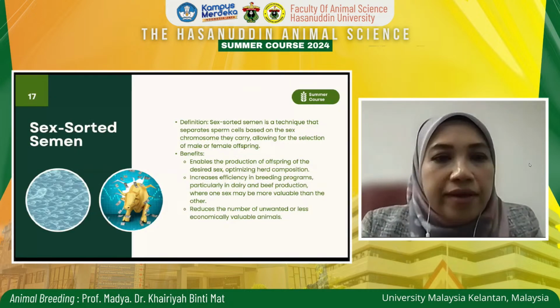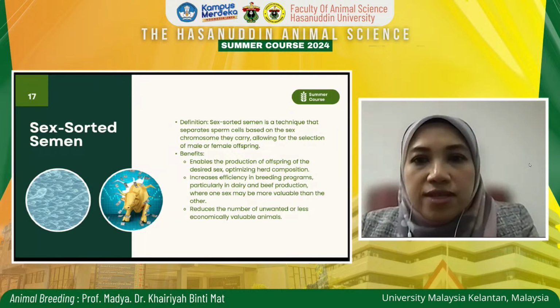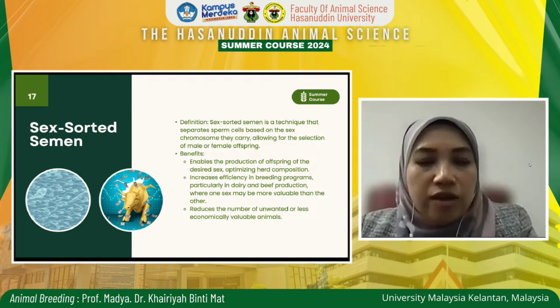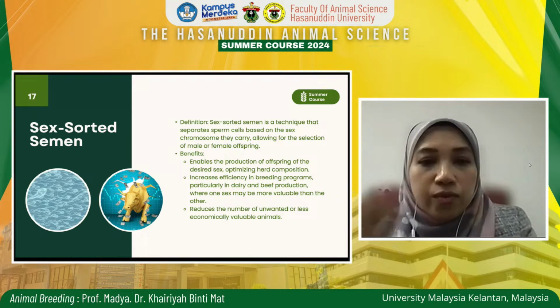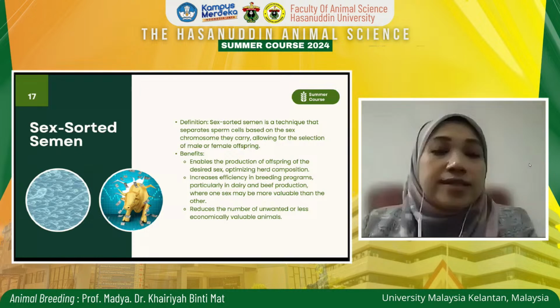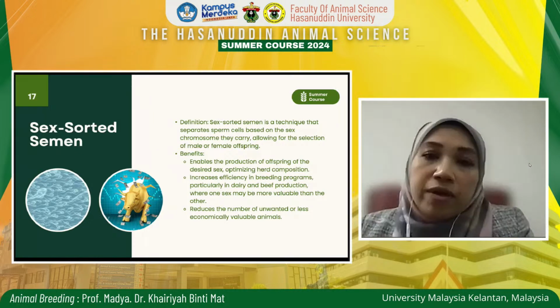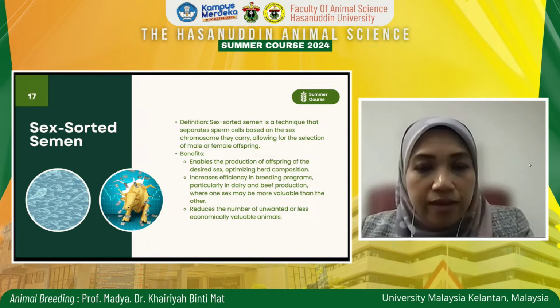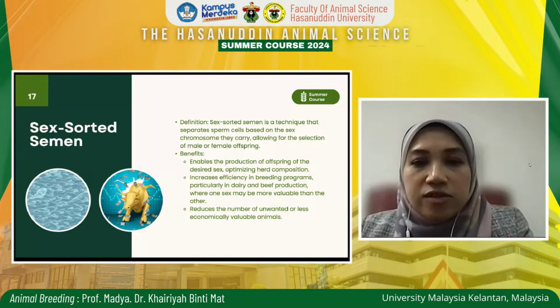All right, another strategy or technology is sex-sorted semen. Sex-sorted semen is a technique that separates sperm based on the sex chromosome that they carry. This also helps in terms of selection. Let's say some farms only require females, for example a dairy farm that wants to produce lots of females compared to males. So this sex-sorted semen technology will be very helpful.